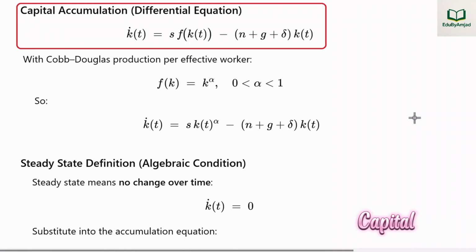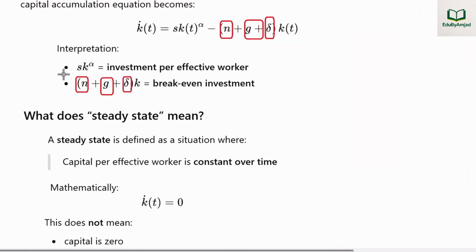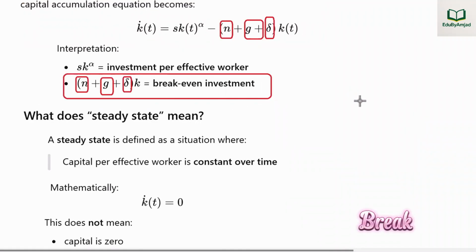The change in capital per effective worker equals saving times output per effective worker minus break-even investment. Break-even investment has three components: depreciation, population growth, and technological progress.